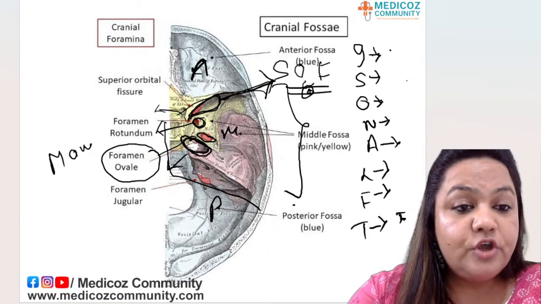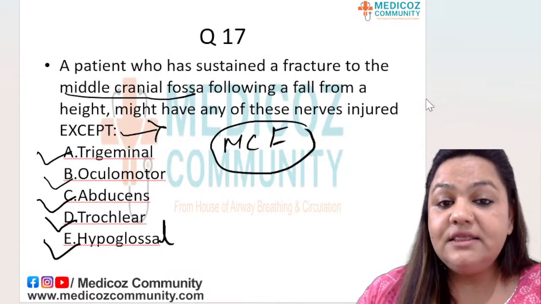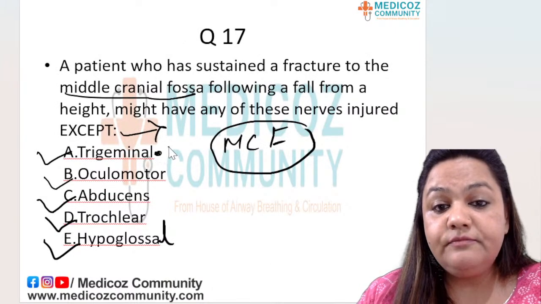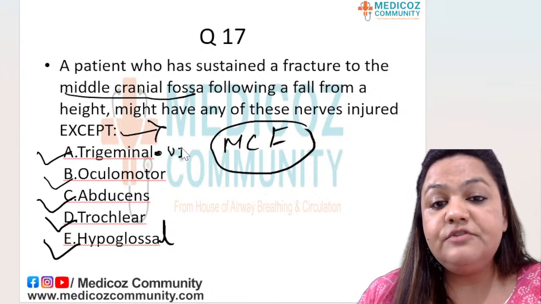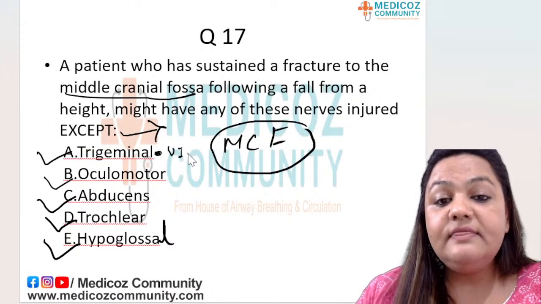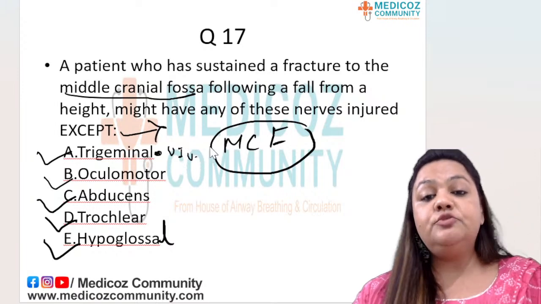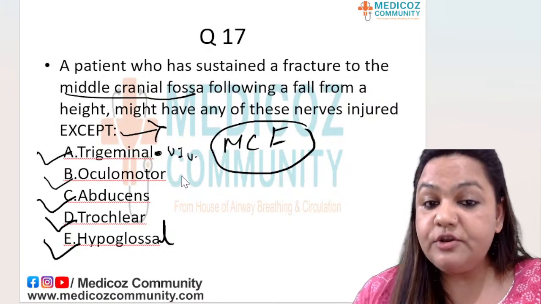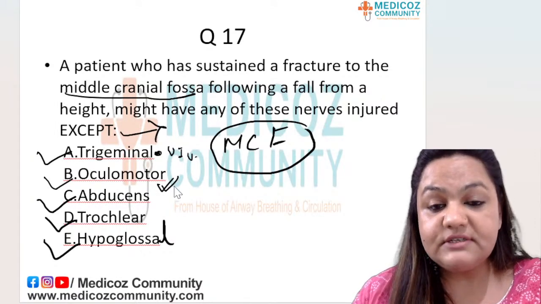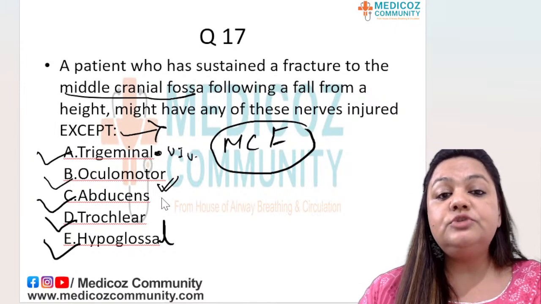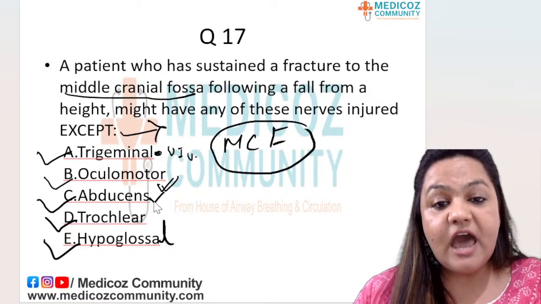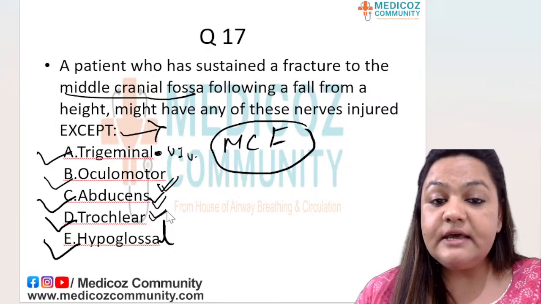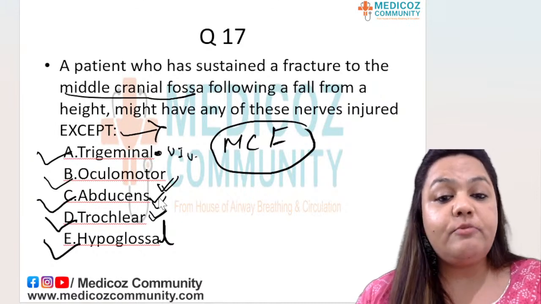Now we will look at the options. The trigeminal nerve: yes, its first and second divisions pass through the superior orbital fissure, and the mandibular nerve passes through the foramen ovale. The oculomotor nerve again passes through the superior orbital fissure. The abducent nerve also passes through the superior orbital fissure, and so does the trochlear nerve.